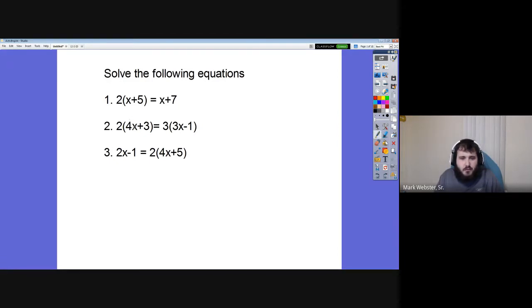All right, so with this one, notice we've got parentheses on both sides. So we've got to distribute to both sides here. Distribute the 2 to the stuff on the left, distribute the 3 to the stuff on the right. Everything within those parentheses. So what do we have? We've got 2 times 4 is 8x plus 2 times 3 is 6 equals 3 times 3 is 9x. 3 times -1 is -3.